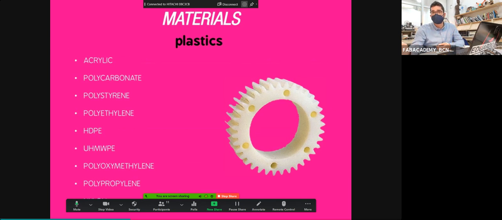Plastics, they all cut awesomely. It's super amazing to cut plastic in general. If you're not getting a good cut, it's because your values are wrong. But no, it cuts really, really well.